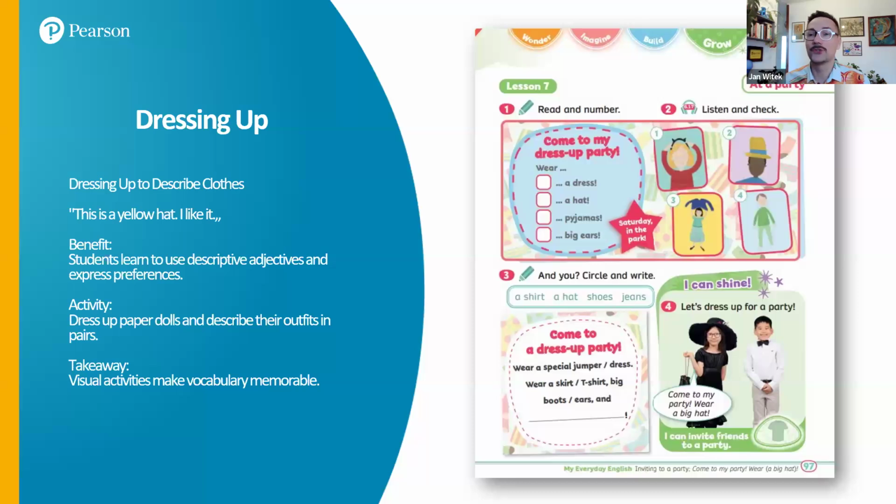How about having students dress up paper dolls and describe their outfits? For example, this is a yellow hat. I like it. This teaches students to use descriptive adjectives and express preferences. Visual activities like this make vocabulary memorable. Describing clothes also encourages creativity, and it helps them communicate about everyday things. So another activity related to clothes.